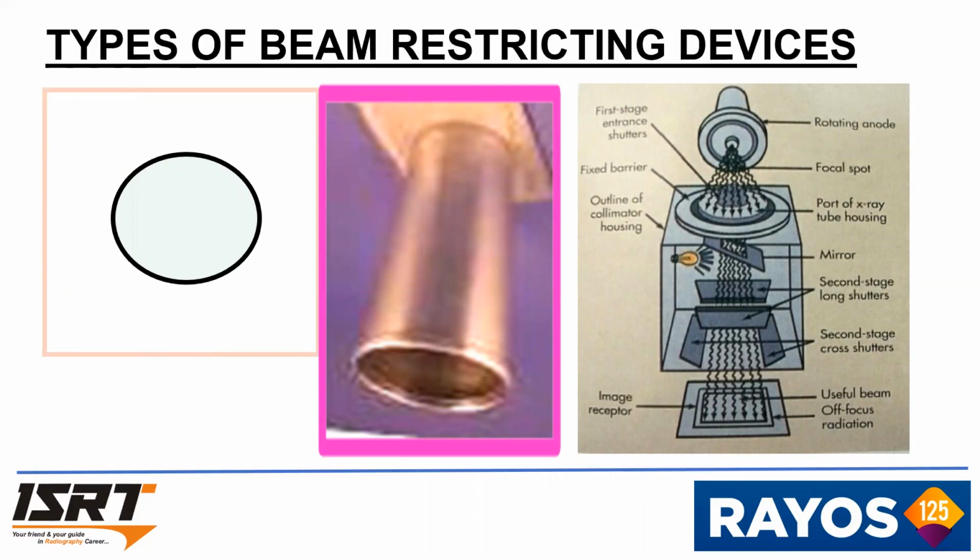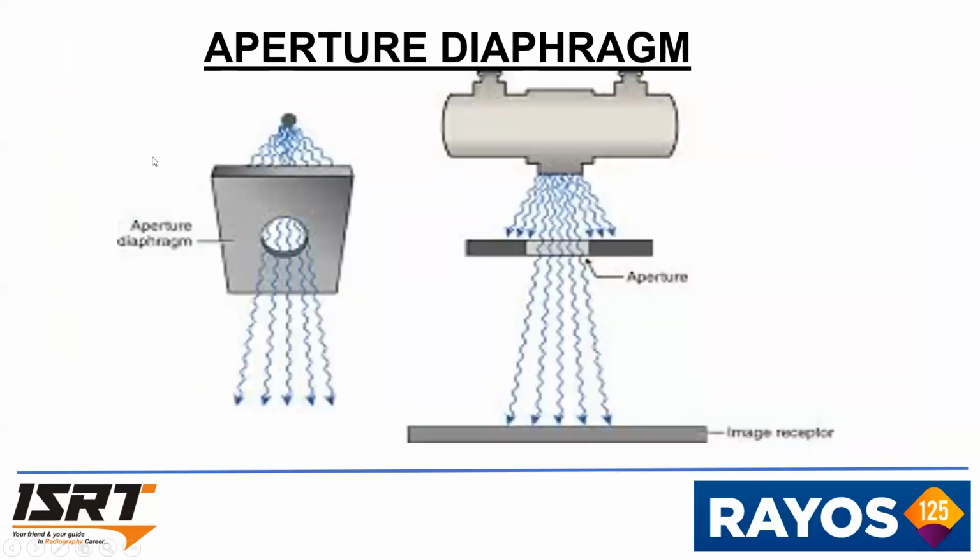And you can see a hole placed at the center of this diaphragm. This is the diagram of the aperture diaphragm. You can see that for the X-ray beams emerging from the X-ray tube, by keeping this aperture diaphragm, only the primary beams are allowed to reach the image receptor. The rest of the X-rays are stopped by this aperture diaphragm.